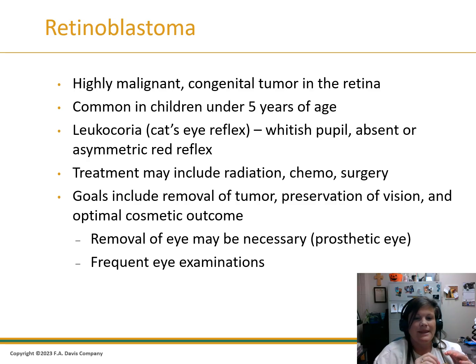That's normal. An asymmetric one is when it's not present on both eyes, and usually in the eye it's not present in, it's either absent, like we don't see a light at all, or instead of a red light reflex, we see a whitish reflex or a white pupil. And that is what they call leukocoria, or the cat's eye reflex, and that is a diagnostic measure for retinoblastoma.